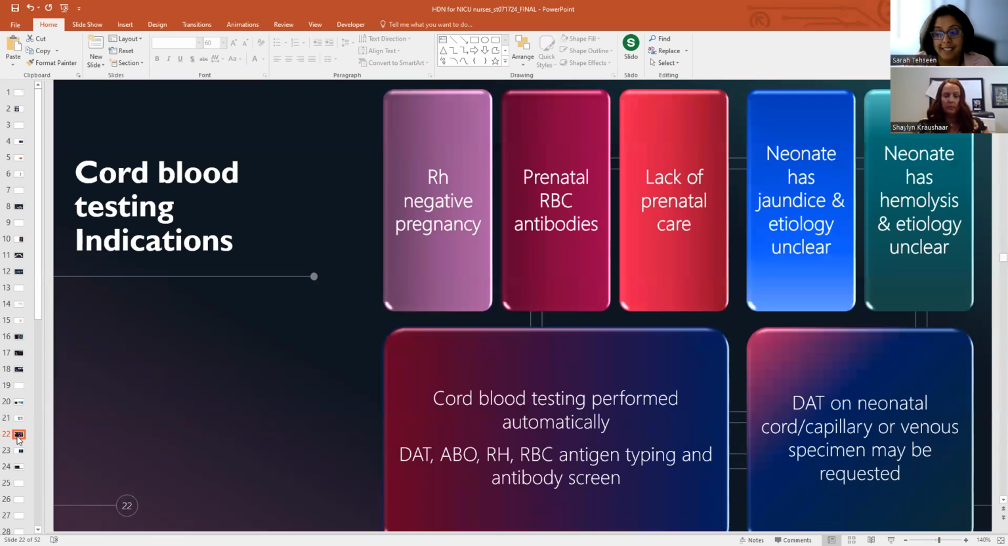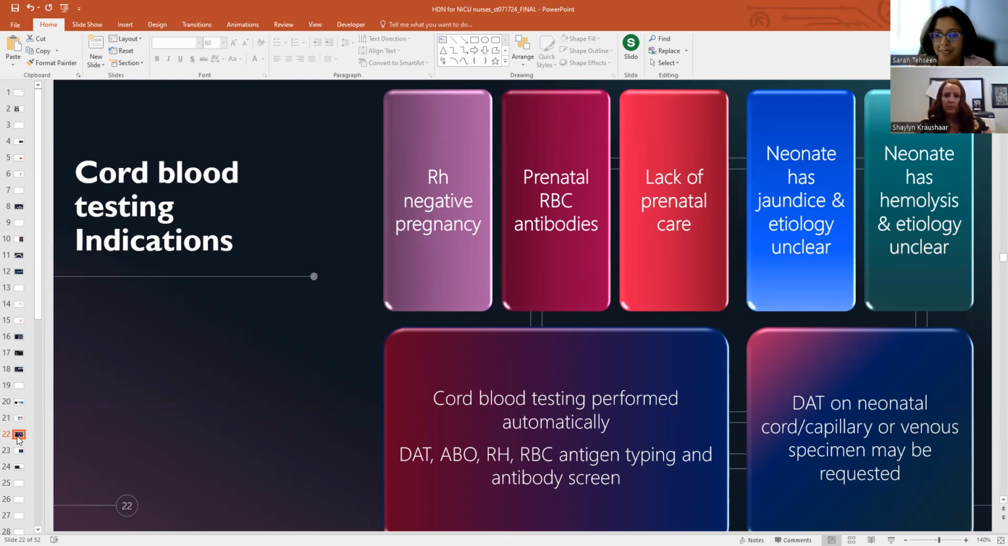So when is cord blood testing done, right? Cord blood testing is done automatically in the transfusion medicine lab, and this includes DAT, blood group A and B status, RH status, red cell antigen typing, and antibody screen. That will be done if we know that mom has antibodies. That will also be done if we hear back from the MRP of the mom that there was no prenatal care in the mom, right?